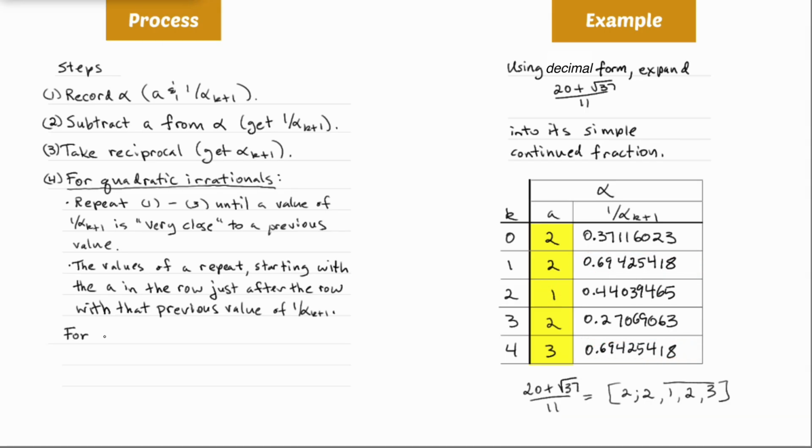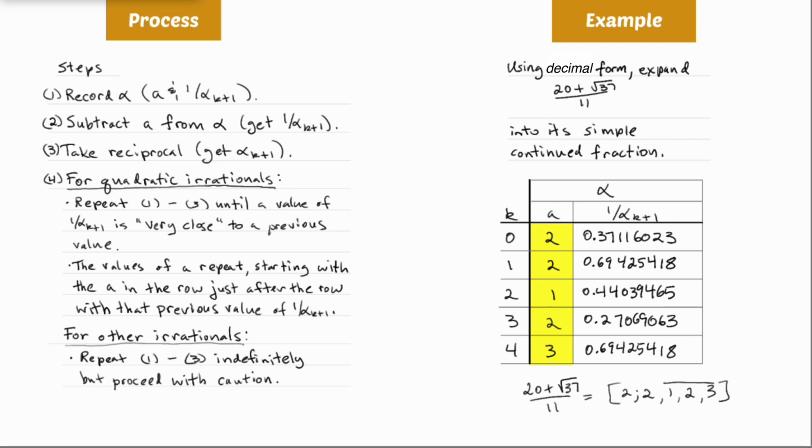What do you do for other irrational numbers? Their simple continued fractions are not periodic. They don't end with something that repeats indefinitely, so there isn't an obvious time to stop. You can do this and get some terms though. What you would do is repeat steps 1 through 3, and I'll say indefinitely because as long as you have sufficient precision, you can keep proceeding. But proceed with caution. Eventually you'll exceed the precision of your calculator and the terms will no longer be correct.